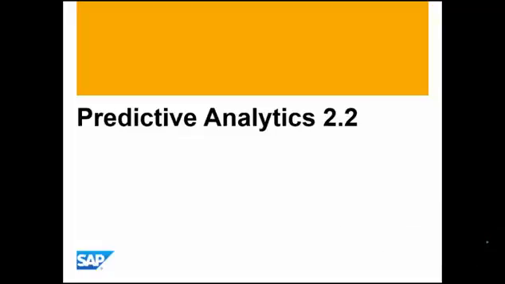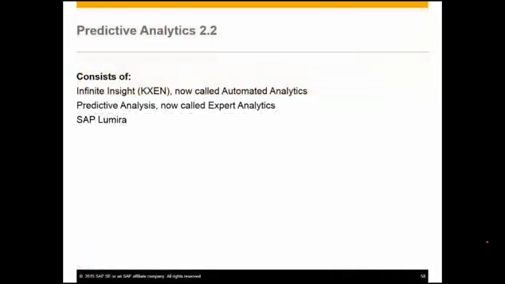In this section, we're going to have an overview of the third tool that we'll cover in this unit, SAP Predictive Analytics 2.2. Again, this is the product that combines two separate products. One, Infinite Insight from a company that SAP acquired before. It's now called Automatic Analytics. And the second is Predictive Analysis from SAP. It is now called Expert Analytics. And SAP Lumira is also part of this package. Okay.